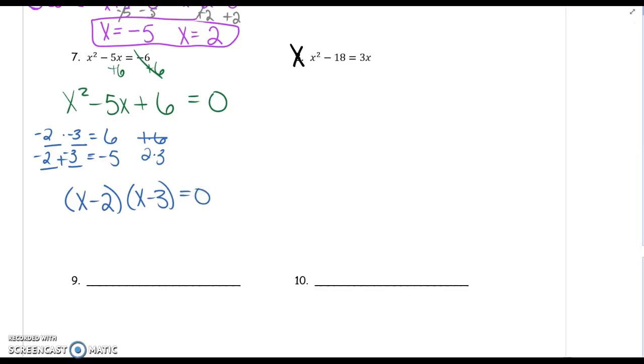The shortcut is take the opposite. The answers are going to be 2 and 3. The longer way is do x minus 2 equals 0, x minus 3 equals 0, solve both equations. Add 2 to both sides to get x equals 2. Add 3 to both sides to get x equals 3.